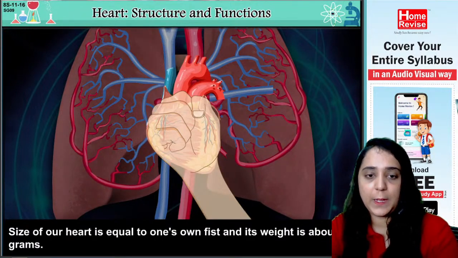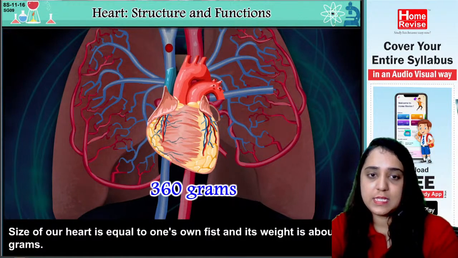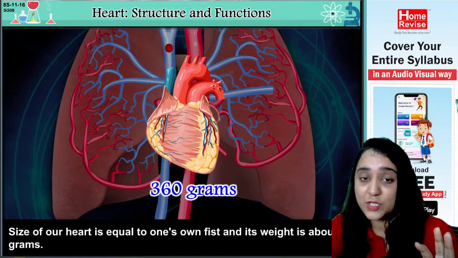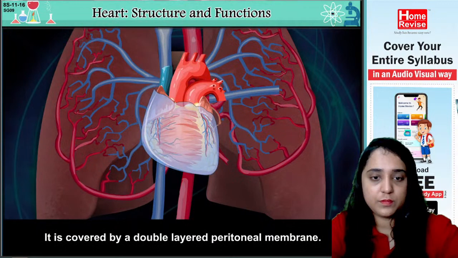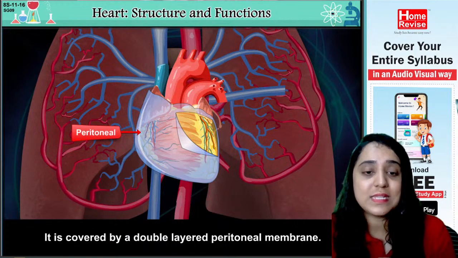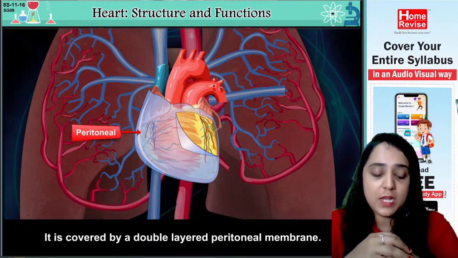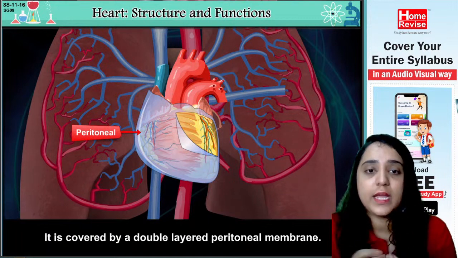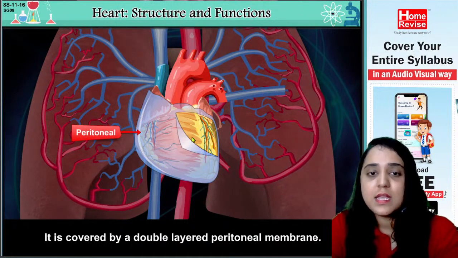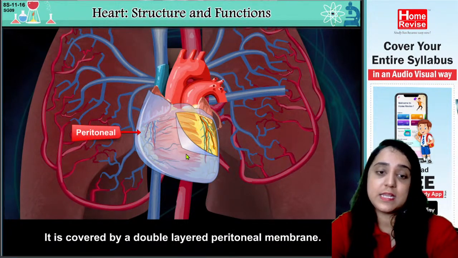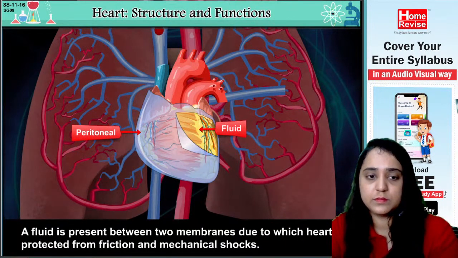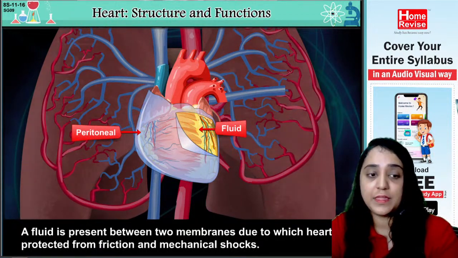And its weight is about 360 grams. Can you see the exact diagrammatic representation of it, like where exactly it is situated? It is covered by a double-layered peritoneal membrane. The peritoneal membrane is not a single one, but has a double layer. The whole heart is covered with a double-layered peritoneal membrane. As you can see, this helps us understand that it is a double layer of the membrane.